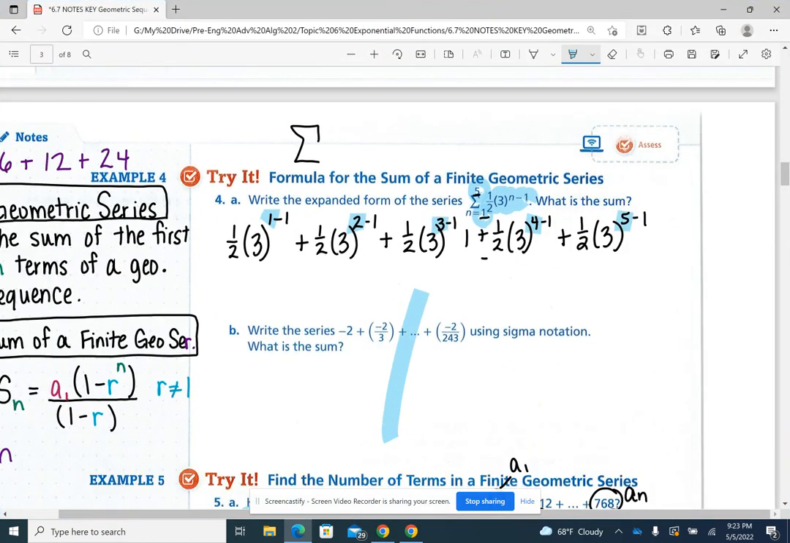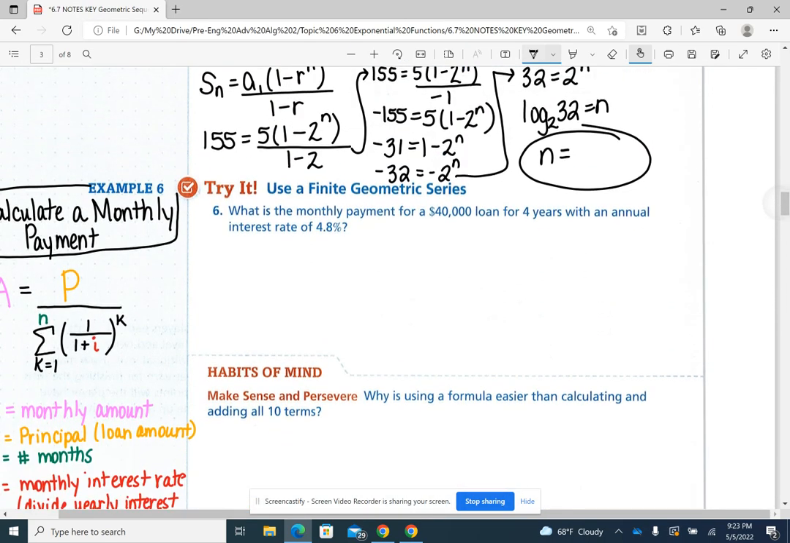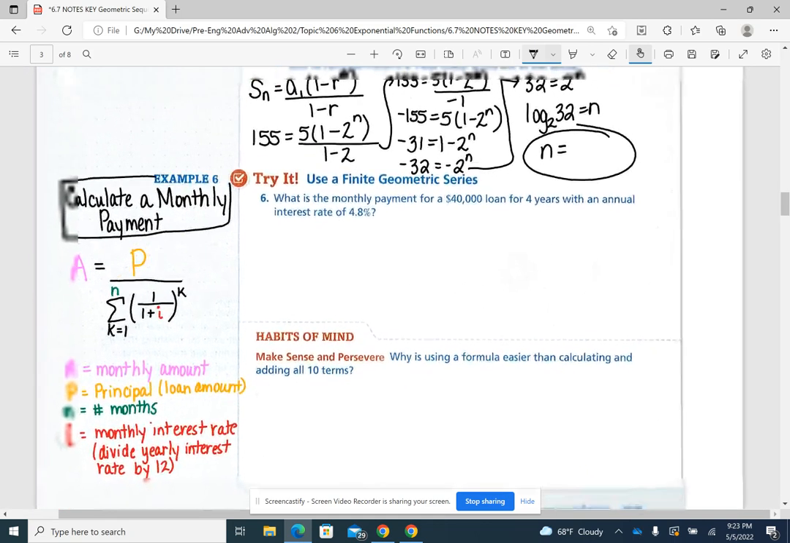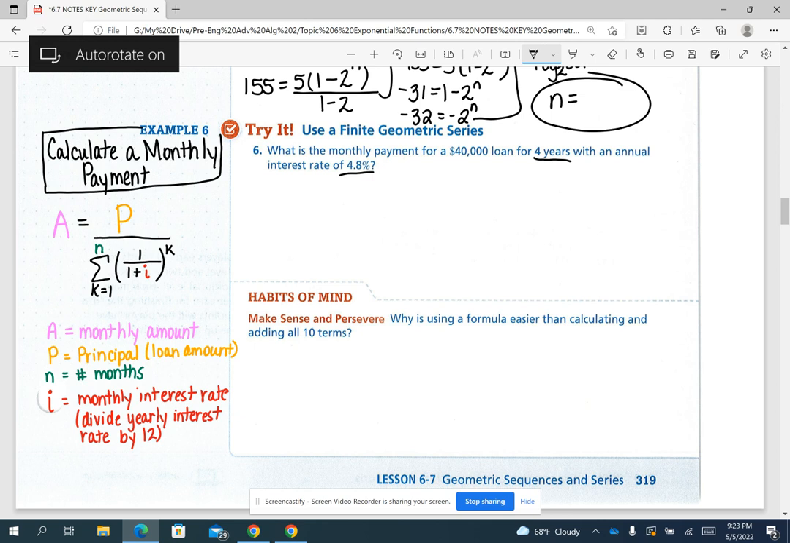Lastly, the last thing we're going to need to do is something like calculating a monthly payment. So let's say you wanted to buy something that costs $40,000. You don't have $40,000 right now, so you go to the bank and ask to borrow $40,000 and tell the bank that you're going to pay them back in 4 years. And they say, okay, we'll do that, but we're going to charge you an annual interest rate of 4.8% every year.